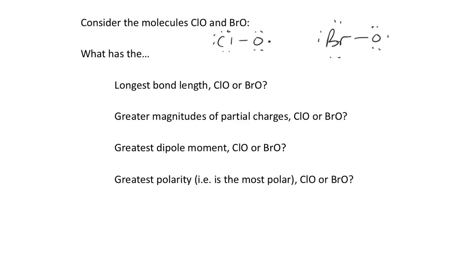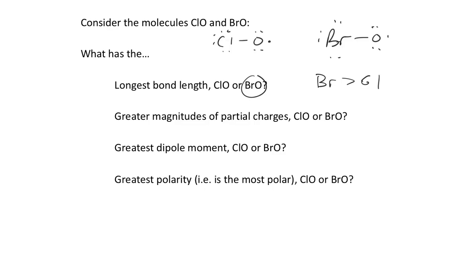And the difference between these two atoms, they both have single bonds, but the one with the bigger bromine, of course, is going to have the longer bond. So the longer bond would be BrO, and that's just because the size of bromine is bigger than the size of chlorine. So if bromine's bigger, it makes it have a bigger bond length when it pairs up with an oxygen atom.